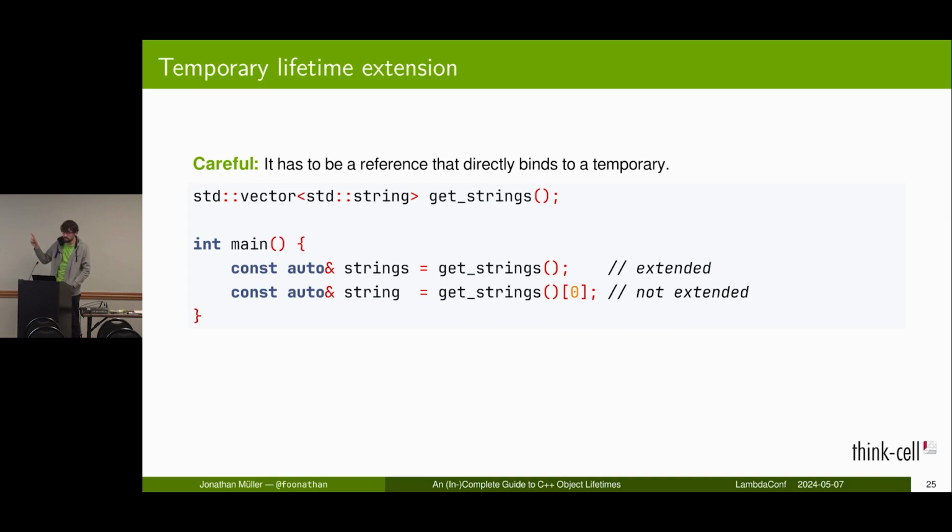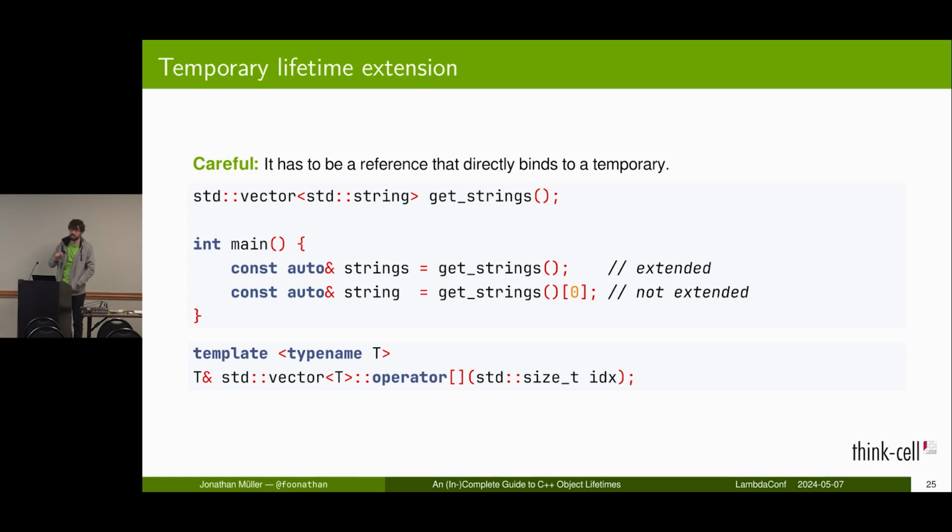But in the second case, we're calling operator square bracket. Now, operator square bracket returns a reference. So we don't get temporary lifetime extension because we're binding a reference to a reference. The compiler has created a temporary that holds the vector of strings. This is then passed to operator square bracket, which returns a reference. But that temporary is then destroyed at the semicolon. So we're creating a dangling reference here, because we're not binding a reference directly to a temporary, only to some part of an existing thing. So you have to be really, really careful with temporary lifetime extension.